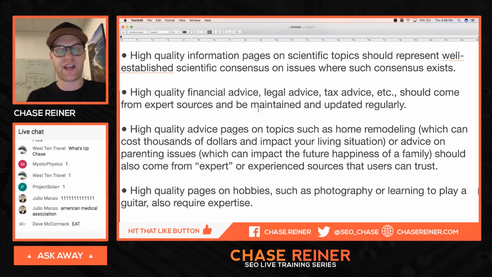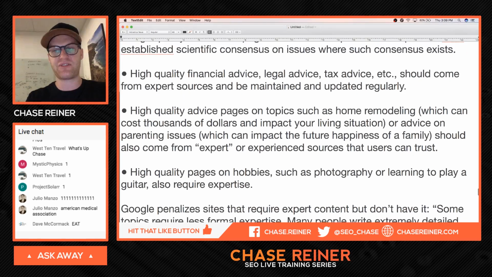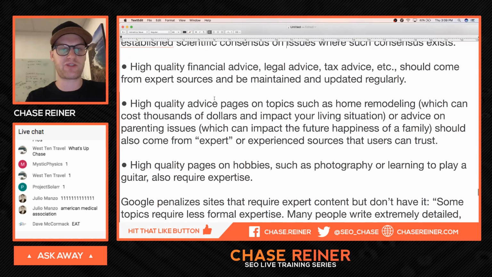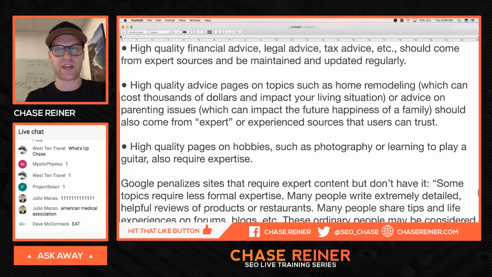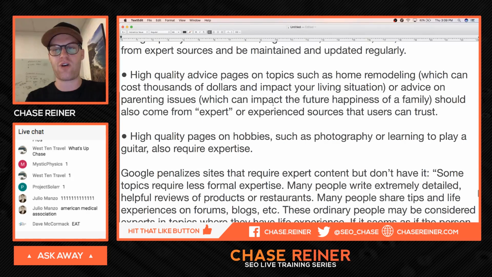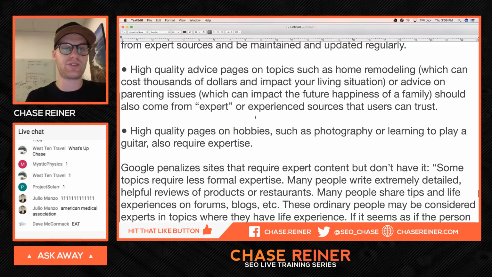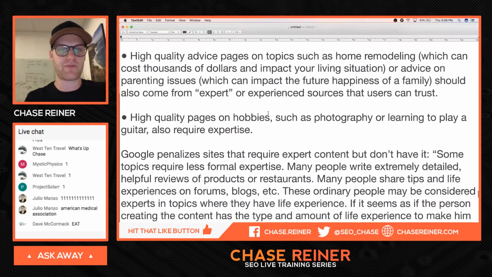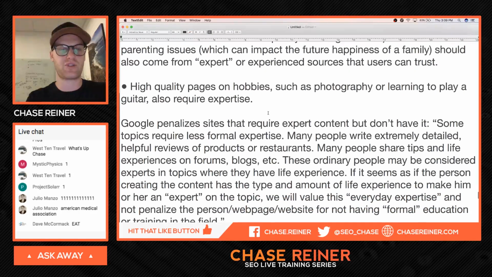High quality financial advice, legal advice, tax advice, etc. should come from expert sources and be maintained and updated regularly. High quality advice pages on topics such as home remodeling, which can cost thousands of dollars and impact your living situation, or advice on parenting issues, which can impact the future happiness of a family, should also come from expert or experienced sources that users can trust.